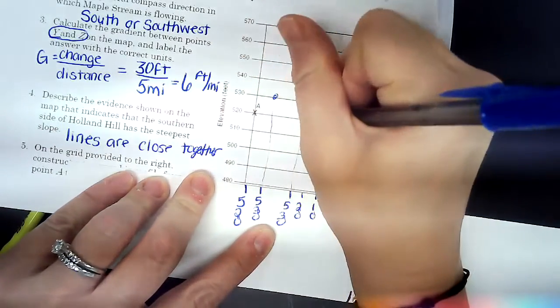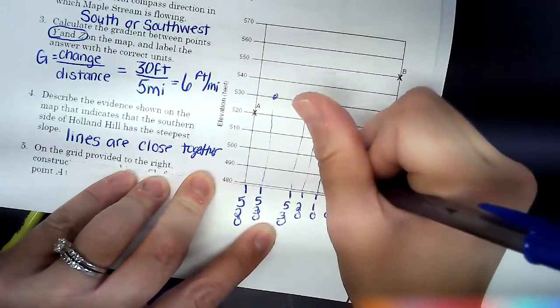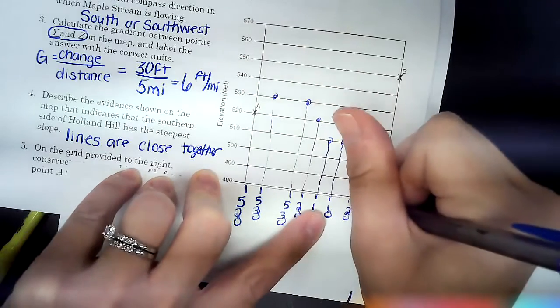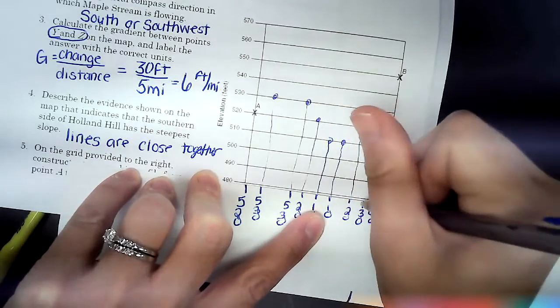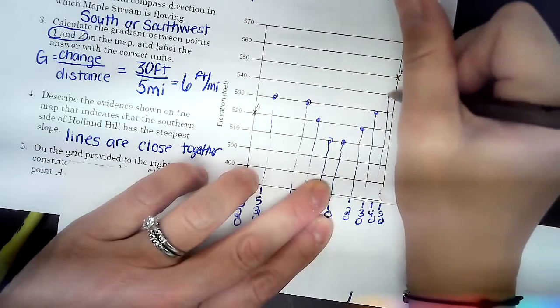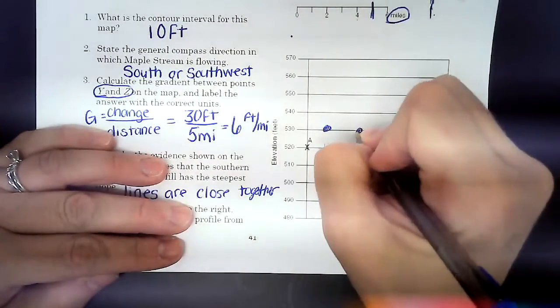30, 30, 20, 10, 10 again, 20, 30, 40, the 50 is already there. I saw a lot of you connect these incorrectly.